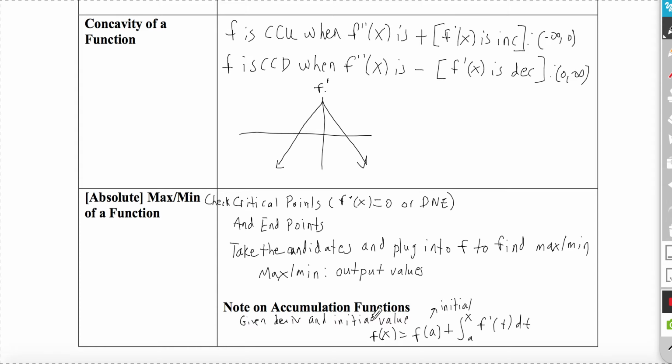This is just a note. Keep this in mind. This is a big thing we'll see. If we're given an initial value and we're given something about a derivative and asked to find a value, we need to set up our function like this, okay? Let's take a look at some examples.